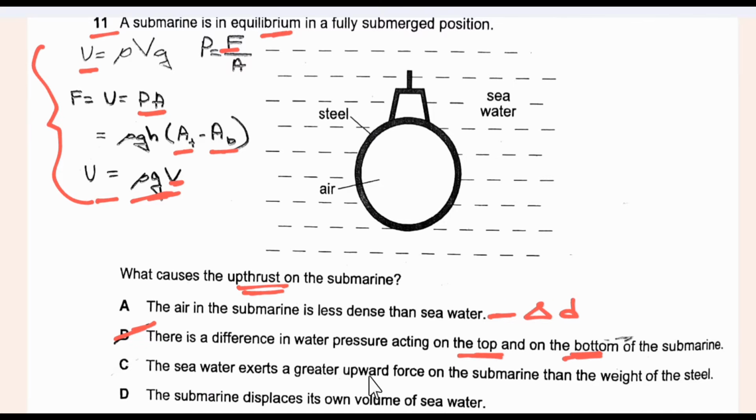Then, the seawater exerts a greater upward force on the submarine than the weight of the steel. This would cause a resultant force, not an upthrust, and since it is at equilibrium, we know that the resultant force is 0. The submarine displaces its own volume of seawater. This is not the upthrust. So the correct explanation is the difference in the water pressure acting on the top and the bottom of the submarine. Pressure into area is the upthrust, that is rho h g into the area of the top minus the area of the bottom, that is rho V g.